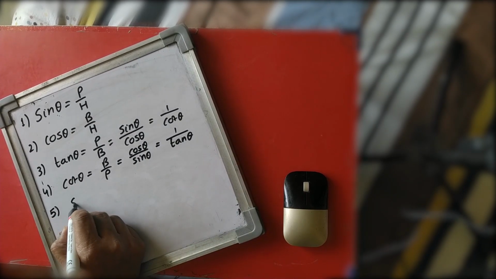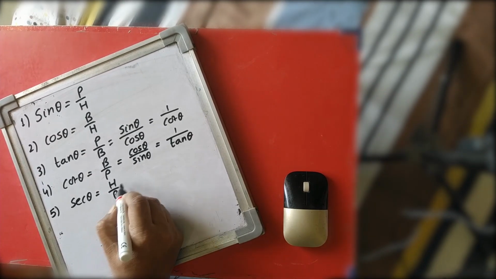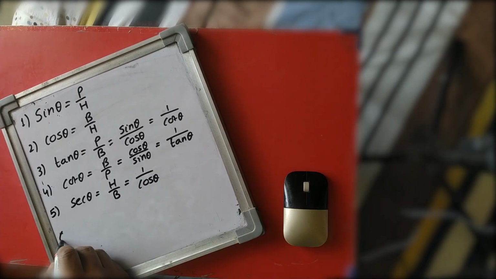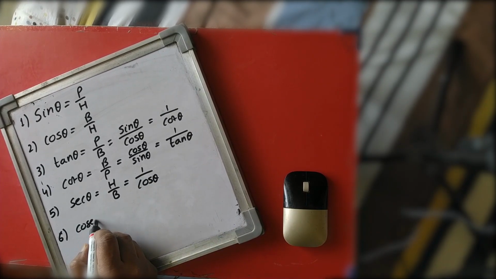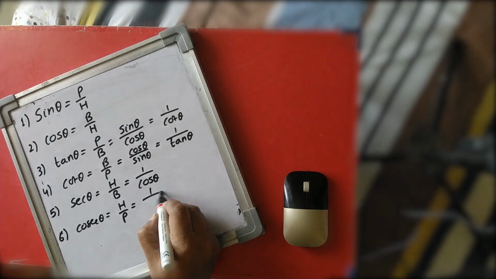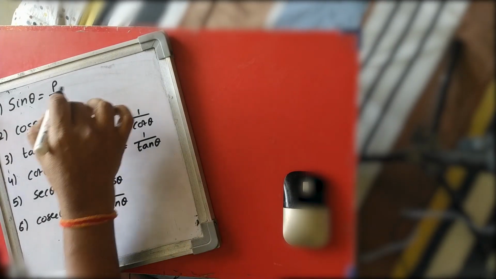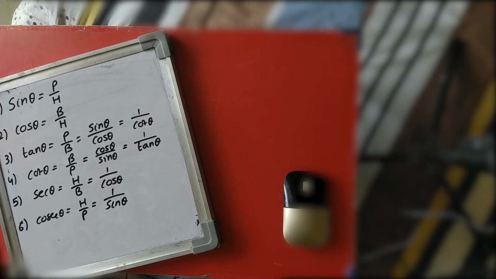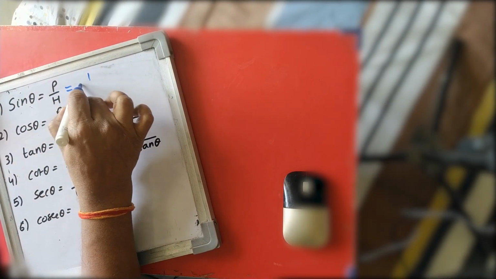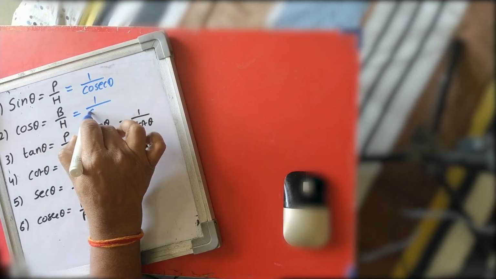The fifth is sec theta, which is equal to hypotenuse upon base, or 1 upon cos theta. And last is cosec theta, hypotenuse upon perpendicular, or 1 upon sin theta. So after writing these, we will modify sin and cos also to know that they are reciprocals of cosec theta and sec theta respectively.